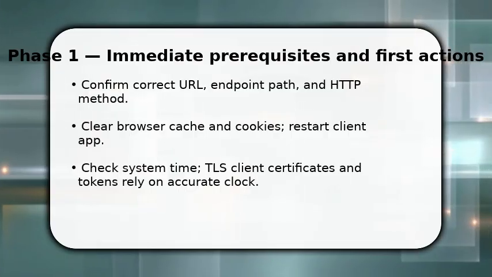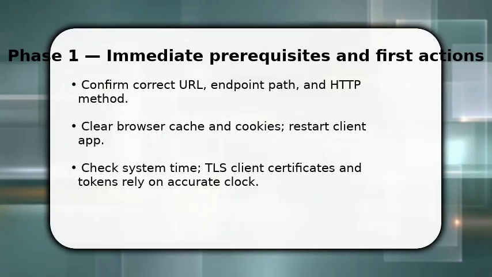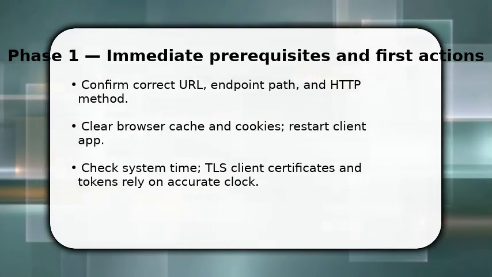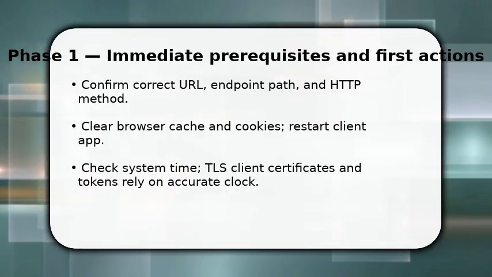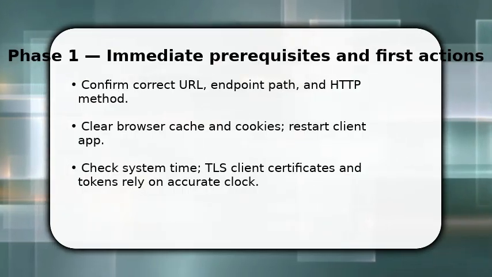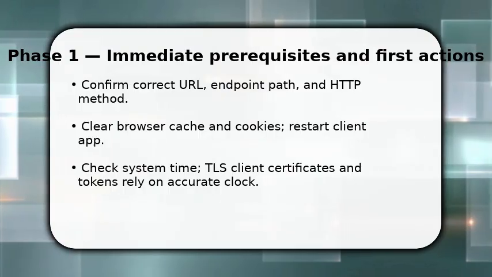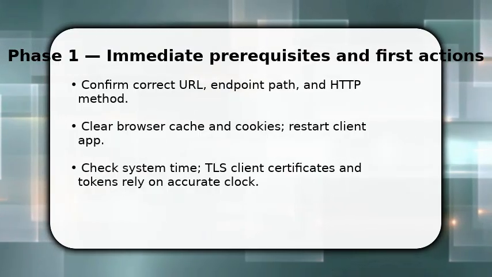You begin by validating the essentials. Confirm the exact endpoint and HTTP method, because a wrong path returns 401 immediately. Once done, clear your cache and cookies and restart the client so stale tokens are removed. Make sure your device clock is accurate. Token expiry and TLS rely on time.